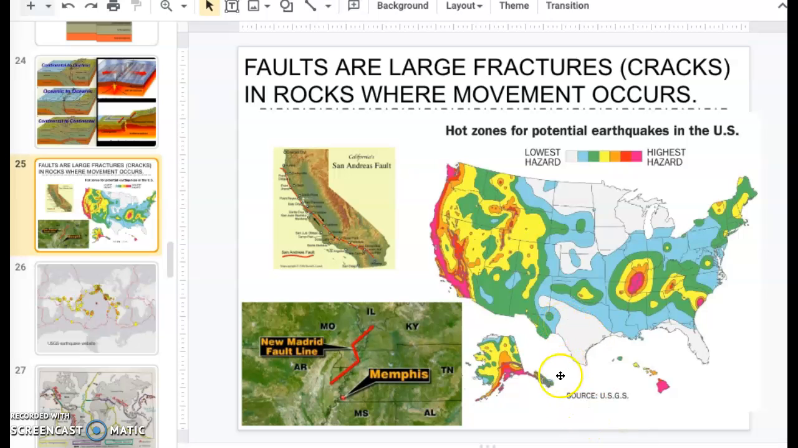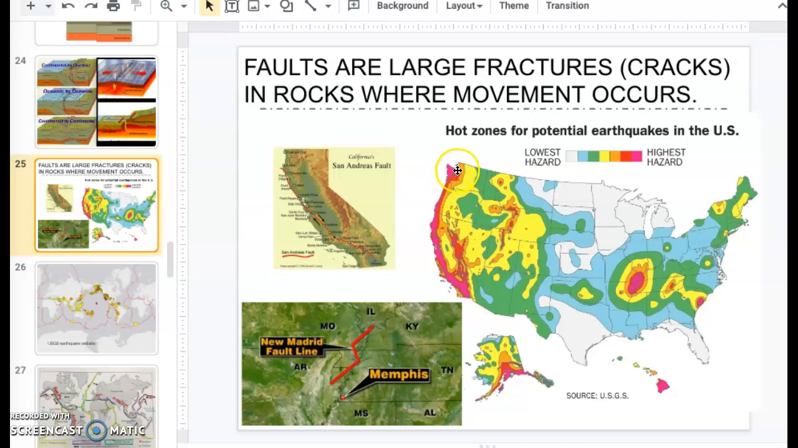So if you notice this map from the United States Geological Survey, the USGS, this is showing you hot zones for potential earthquakes in the United States. So where we live happens to be in the highest color area because we live on a fault line, not on a tectonic plate boundary. The name of our fault line is the New Madrid Fault.